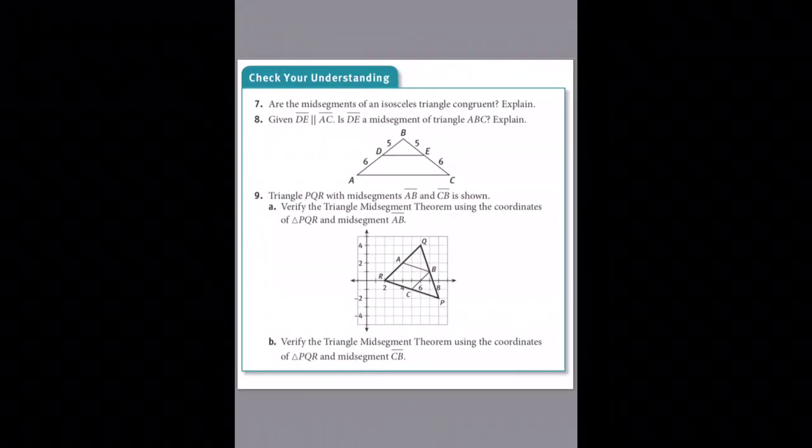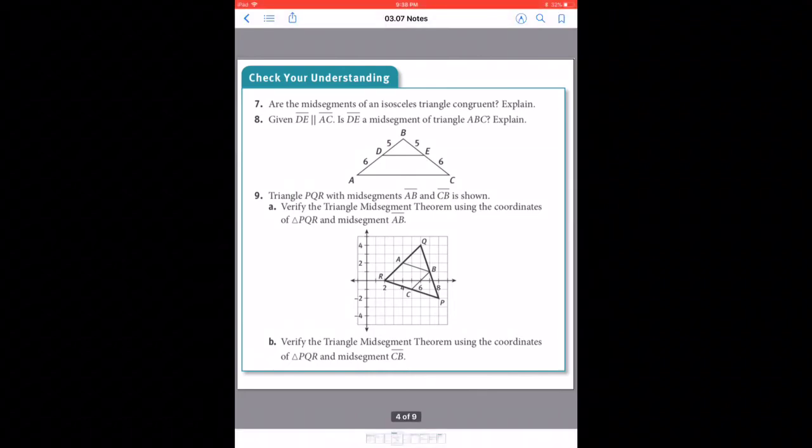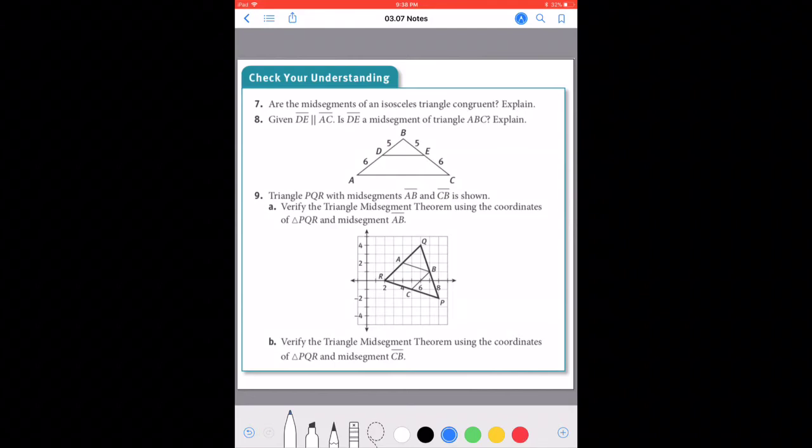If we move on to the check your understanding, let's just look at these questions. Are the mid-segments of an isosceles triangle congruent? So, in this little diagram here, they give us an isosceles triangle, right? Both sides of the triangle, right? BC would be 11 in total. AB would be 11 in total. So this would be isosceles, and we could see here that the mid-segments, those wouldn't be mid-segments because they have to be midpoints. So that's not a good example here.